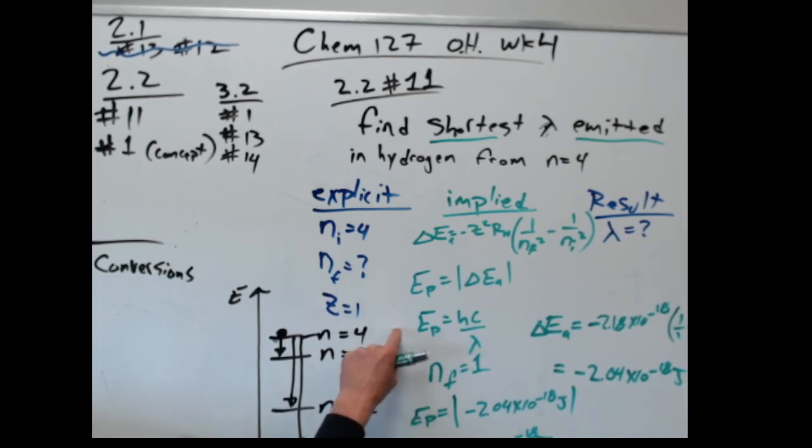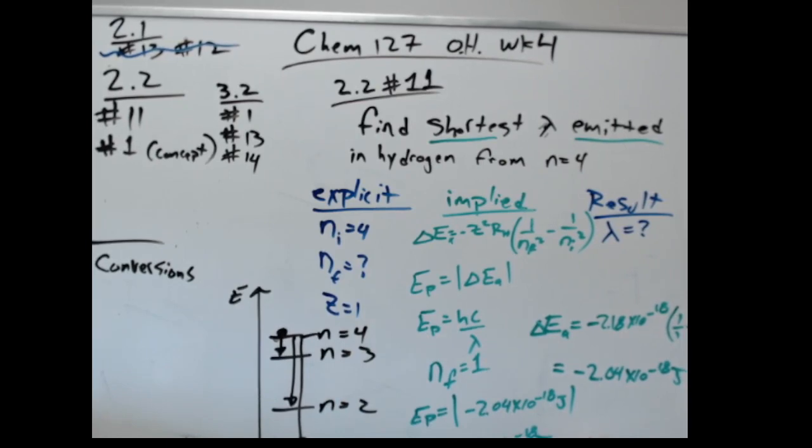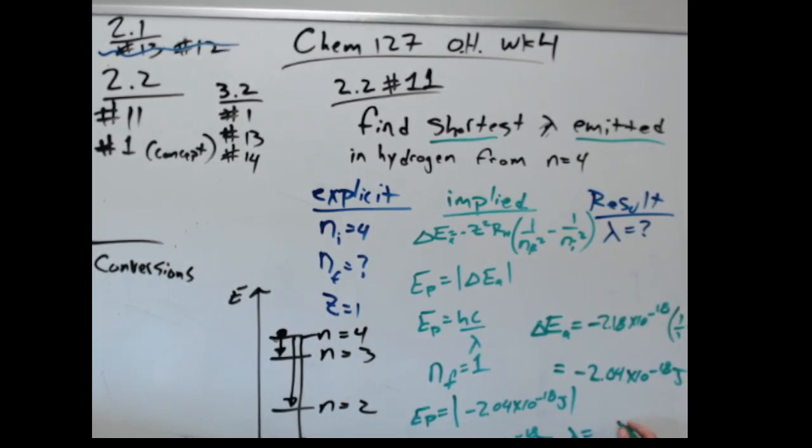And then I do my rearrange where I'm going to have lambda is equal to hc over energy of the photon. And I plug all of that stuff in to calculate my lambda, and then we'll do some unit analysis. So I do 6.626 times 10 to the -34 times 2.99 times 10 to the 8th divided by 2.04 times 10 to the -18, and I get 9.71 times 10 to the -8.